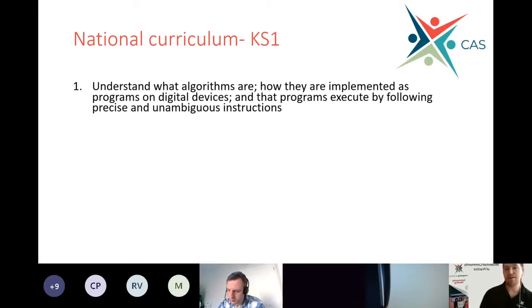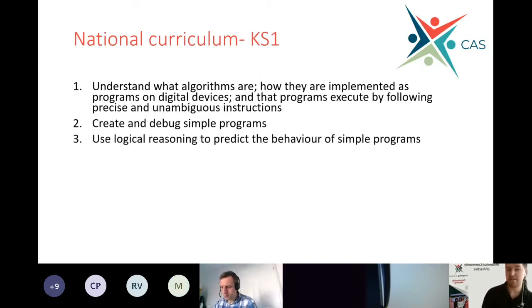So just looking at being able to understand what algorithms are, and how programs are executed by following precise and unambiguous instructions. Being able to create and debug very simple programs, so very simple, probably linear, especially year one instruction sets where they're just going from one instruction to the next. And using logical reasoning to predict what might happen with simple programs, so getting them to understand what a program may do.